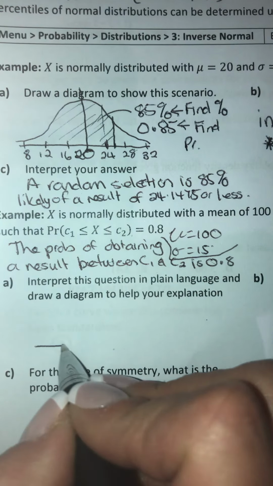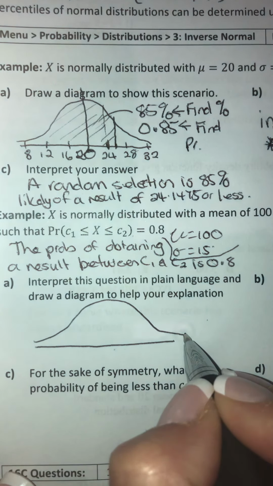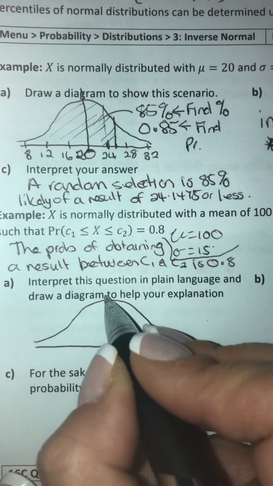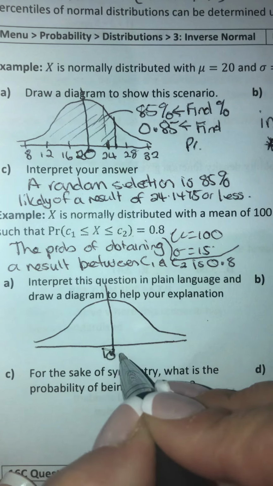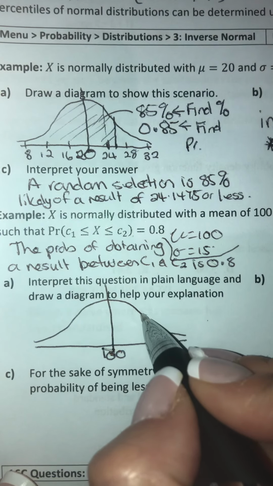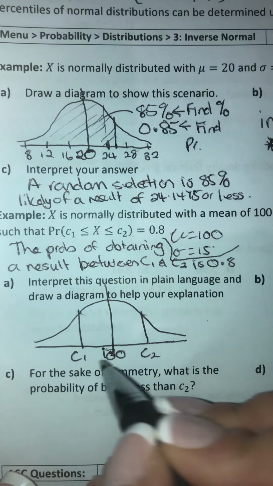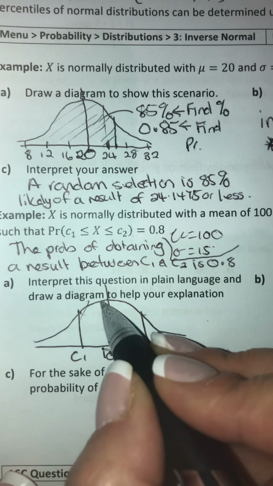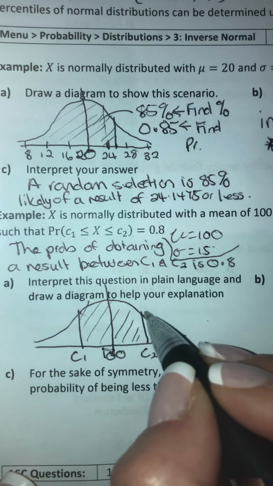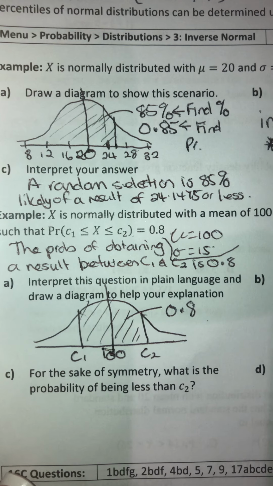So let's draw a diagram because it says to draw a diagram. You're going to get so good at these. All right, so down the middle we have the mean, which is 100. Up here, we're going to write C2 because we don't know what that is yet. And down here, we're going to write C1. And it is saying probability of getting in between all of that. And it's a probability, so it's a decimal, is 0.8.